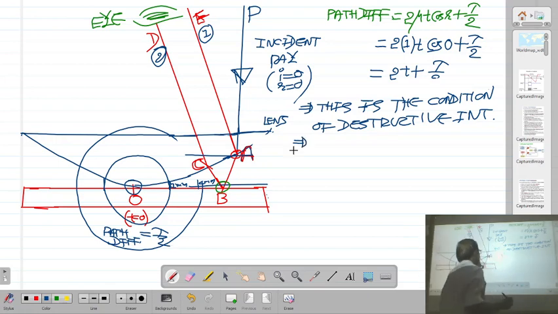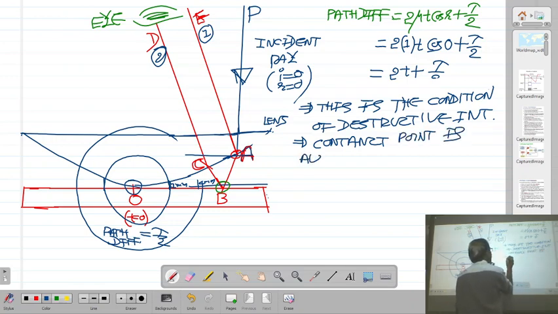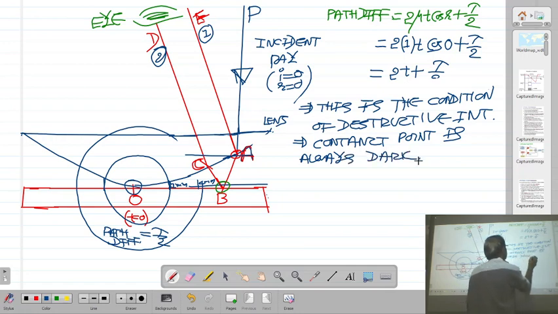Therefore, if destructive interference is occurring at the contact point, the contact point is always dark due to destructive interference. Right? So this is the answer: at the contact point of the plano-convex lens and glass plate, the thickness of the air film is 0.